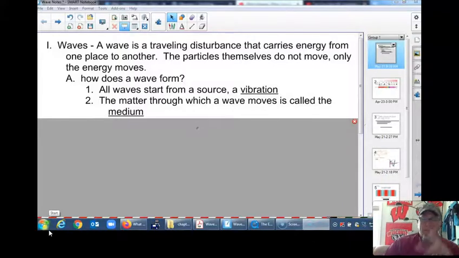So the medium in the first example with the ruler was air. The sound was traveling through the air to get to your ear. That's the matter through which the wave moves. In the second example, the medium was the crowd. The wave was moving through the crowd, so the crowd itself was the medium. In the third and fourth case, with my song and with the tuning fork, air was once again the medium.